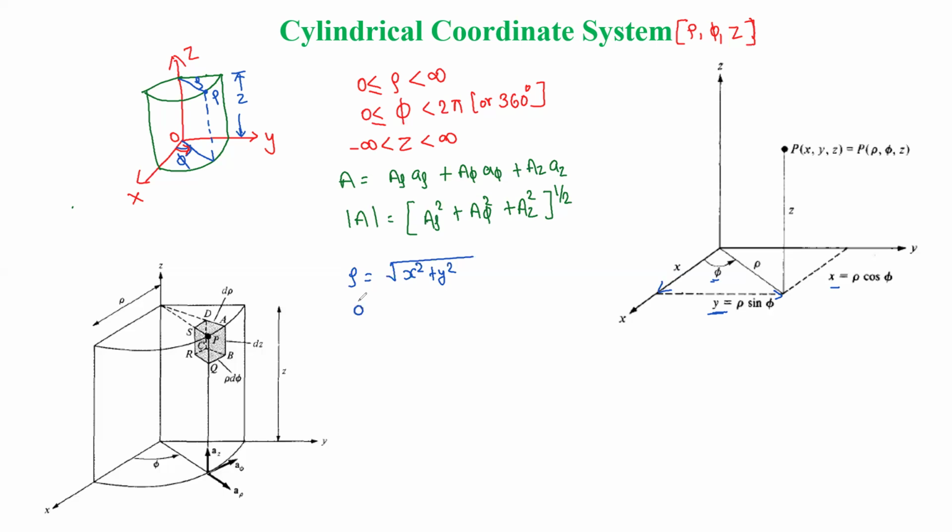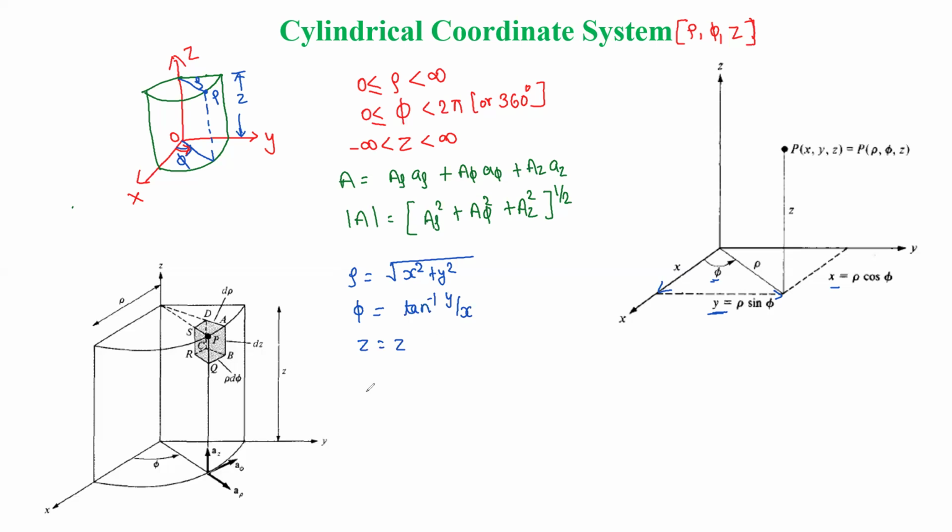Similarly, what can be the phi value? If you apply tan phi here, tan phi is y by x. So finally phi will be tan inverse y by x. Next, what is left? z. z is the same as the z value only. This is how the cylindrical coordinate parameters are written in terms of Cartesian coordinates.